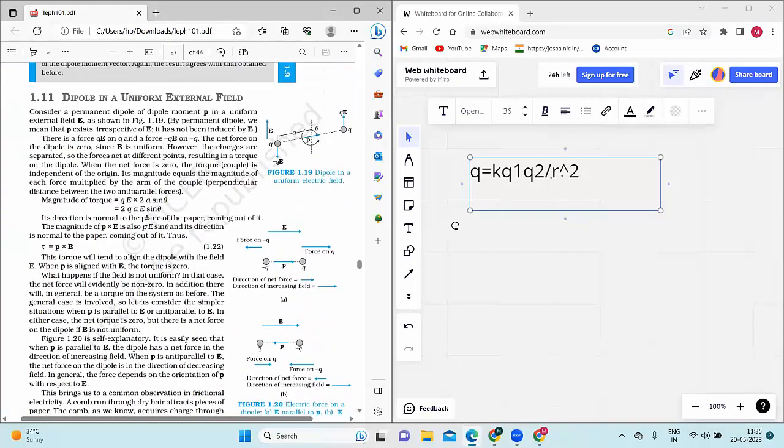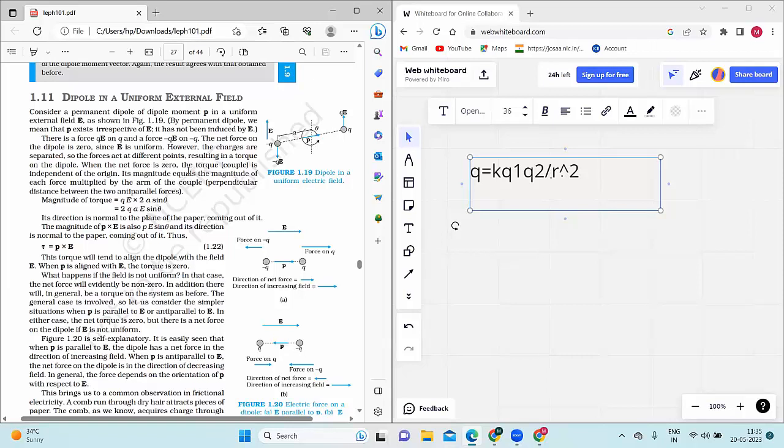Dipole moment is P equal to the magnitude of the charge Q into the distance of separation between the positive and negative charge. That is the dipole moment, P equal to Q into d.